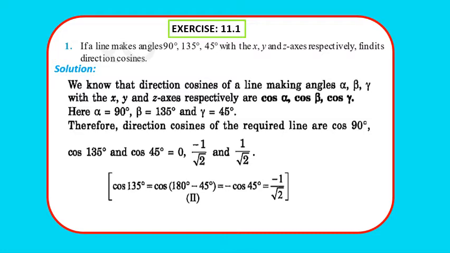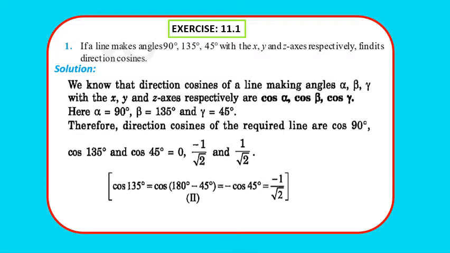Okay, we know that the direction cosines of a line making angles alpha, beta, gamma, we have learned about direction angles, are given by cos alpha, cos beta, cos gamma. So here alpha equals 90 degree, beta equals 135 degree, and gamma equals 45 degree. So for direction cosines, we need to find their cos. So the direction cosines will be cos 90 degree, cos 135 degree, and cos 45 degree, which is equal to 0, minus 1 upon root 2, and 1 upon root 2.